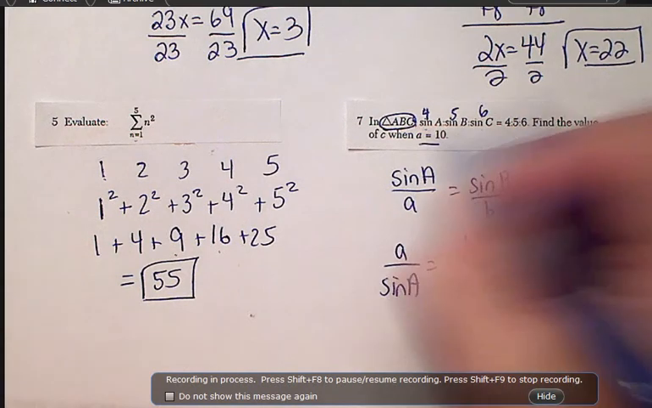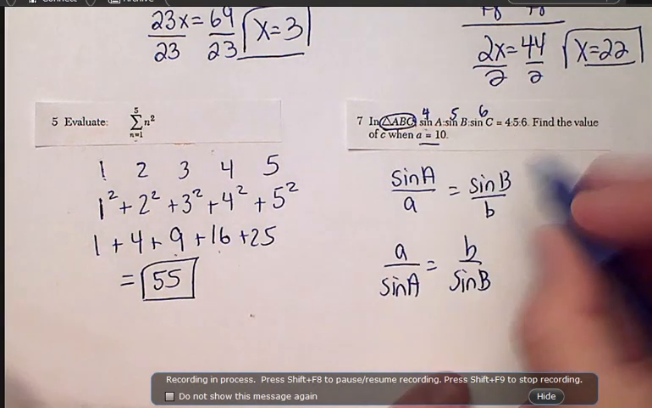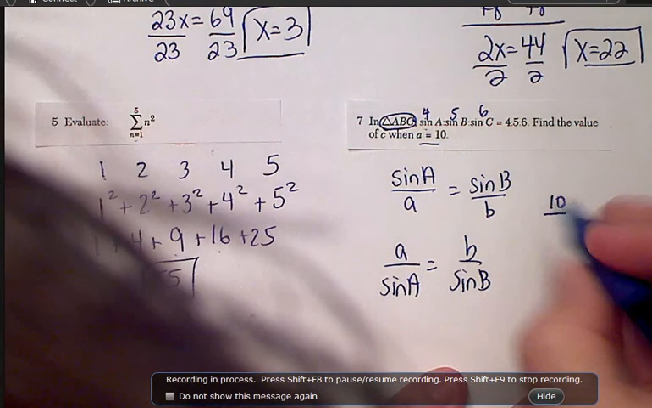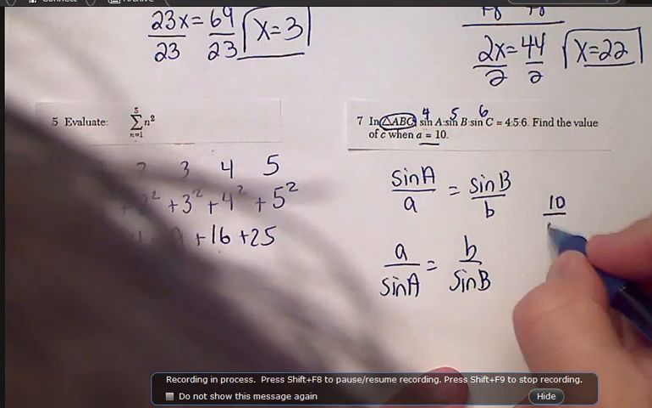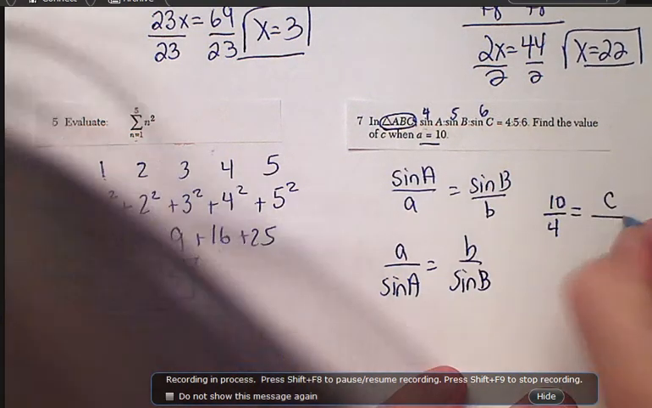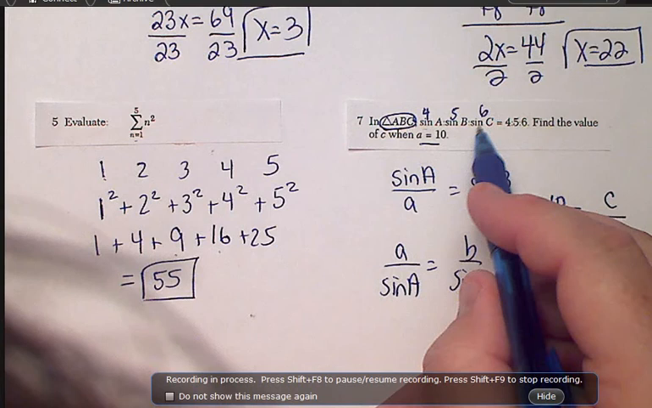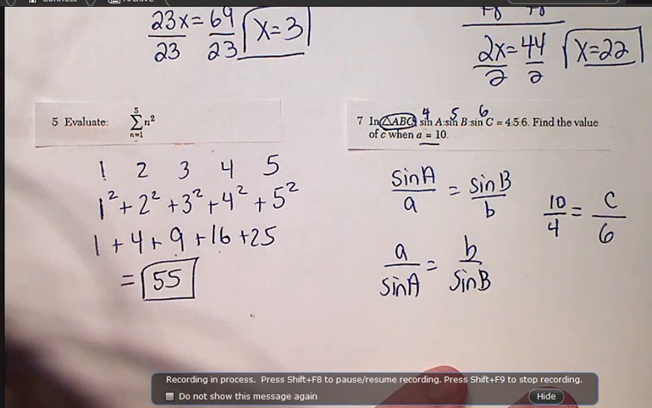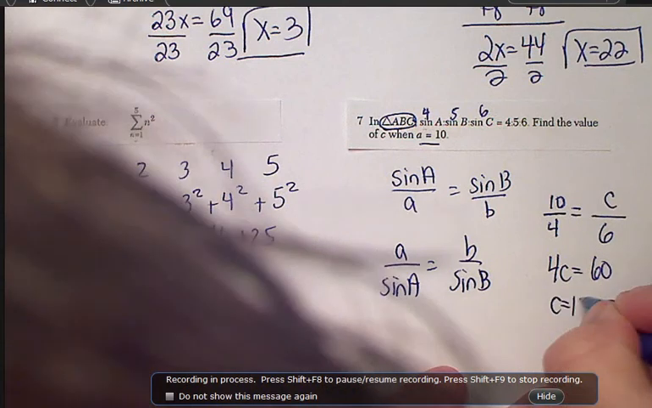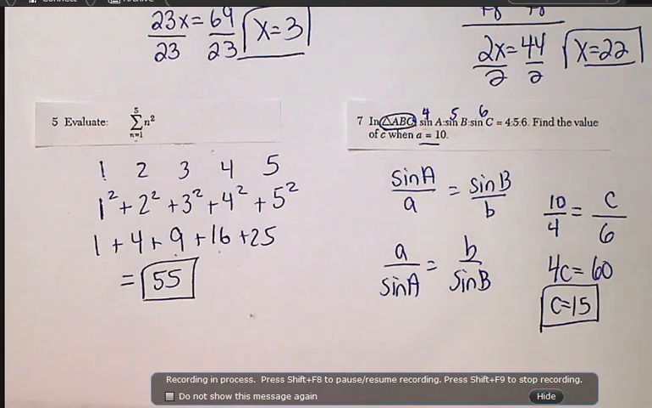So what's C? So what we're going to do is go A is 10, which is the side, over the sine of A, which is 4. That has to equal the side C, which we don't know yet, over the sine of C, which is 6. We cross multiply, we're going to get 4C is equal to 60, and then C is equal to 15. And that's the first 6 problems, up to 7, that we had to do for the homework assignment.